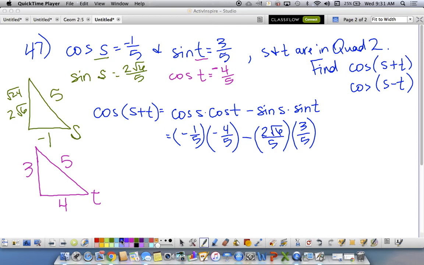So when we multiply fractions, what do we get? Negative 1/5 times negative 4/5 is 4/25, minus 6 times the square root of 6 over 25. So what do we have? 4 minus 6 times the square root of 6, over 25. They were happier when they were just plain numbers.